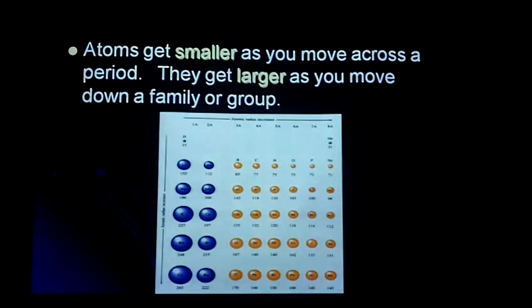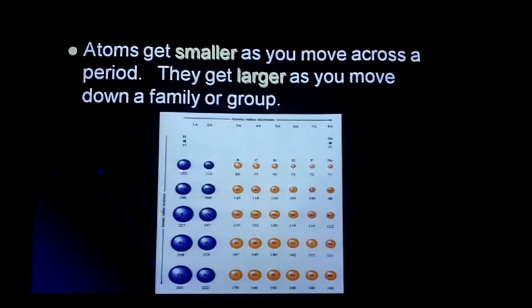Atoms get smaller as you move across a period, and they get larger as you move down a family or group. Let's talk about the size across a period. As you move left to right across a period, atoms get smaller. Now that's really kind of counterintuitive because we've already said that atomic number gets bigger and bigger as you go left to right. So if you have more and more protons and more and more electrons, wouldn't it stand to reason that atomic radius would get bigger? It doesn't. And the reason is because of something called nuclear charge.